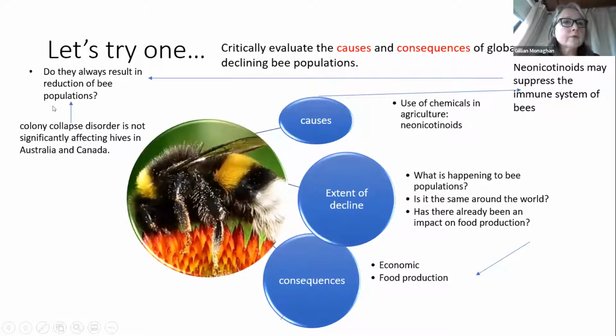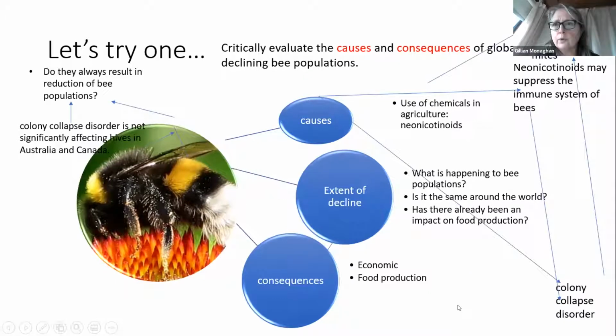Do they always result in the reduction of bees wherever they're used in the world? Well, apparently they use them extensively in Australia or Canada, but they don't appear to be having the same colony collapse disorder as they are in other parts of the world. So are these the sole cause of the colony collapse, or is there something else going on?